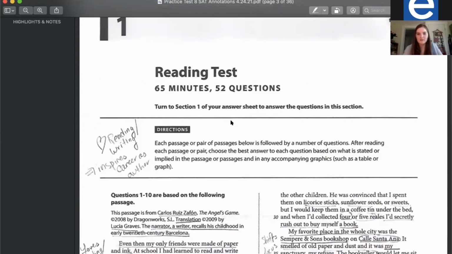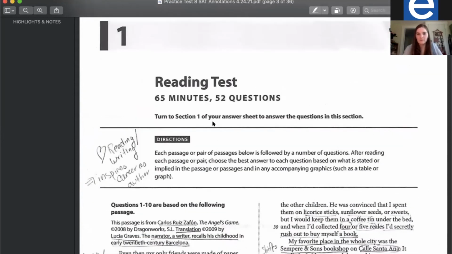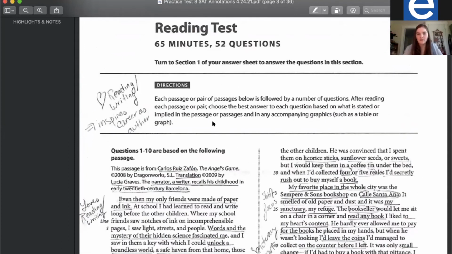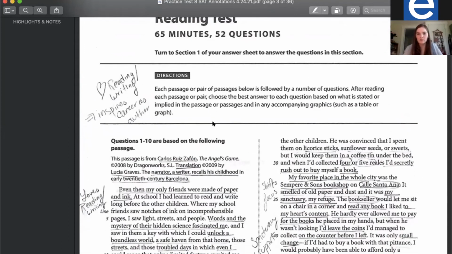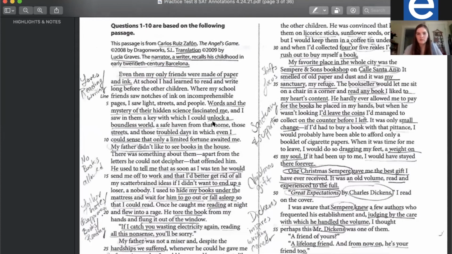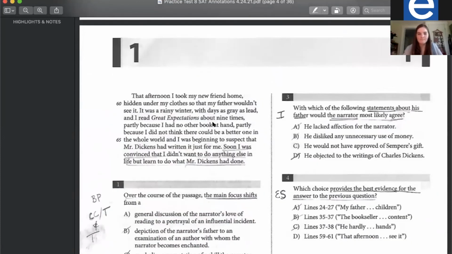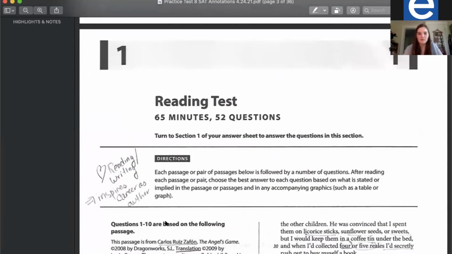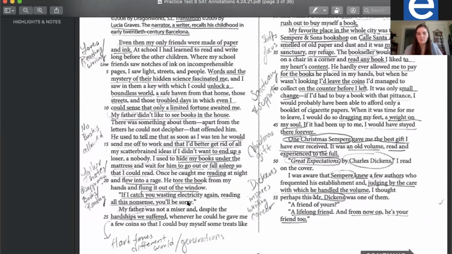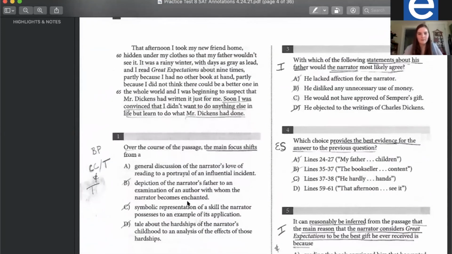Do these kinds of annotations make sense to everyone so far, what I'm talking about in terms of underlining and circling and noting? Okay. All right. I also noted in this one that it's a translation because that's important data. All right. Here, first question.